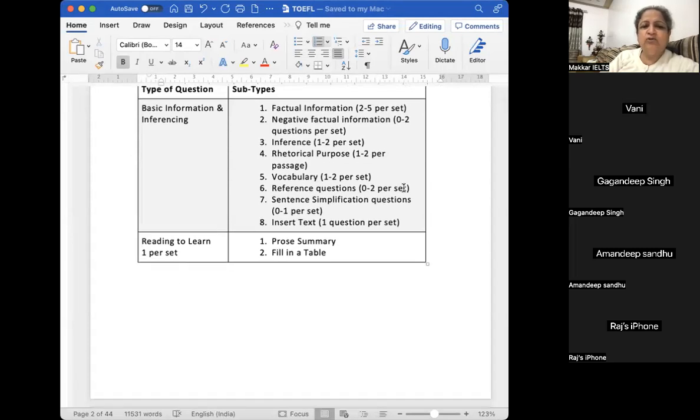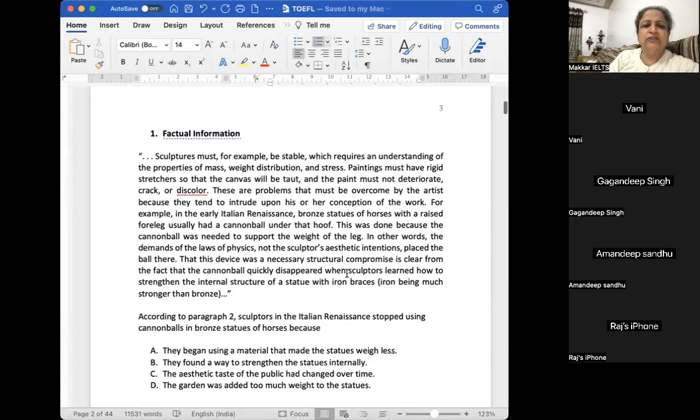Then there is reading to learn. Reading to learn is 1 per set. Either it will be a prose summary or fill in the table. That also I'll be teaching. Only 1 question from these is there. Okay, 1 per set, reading to learn. And 2 types of questions are there. Either you get a prose summary or you get a fill in the table. If you get a prose summary, it will have 2 points. If you get this, it will have 3 points. That means marking is accordingly. There are 30 questions total, and there are 30 marks of the reading.